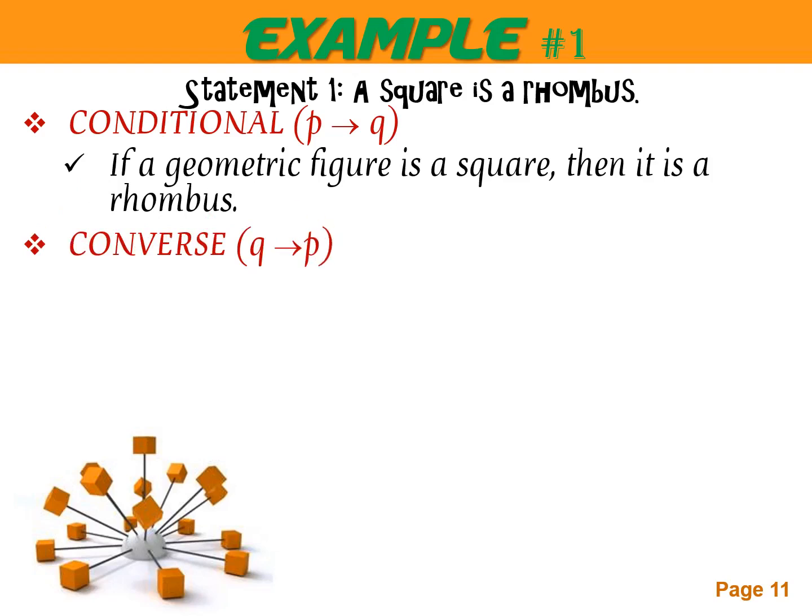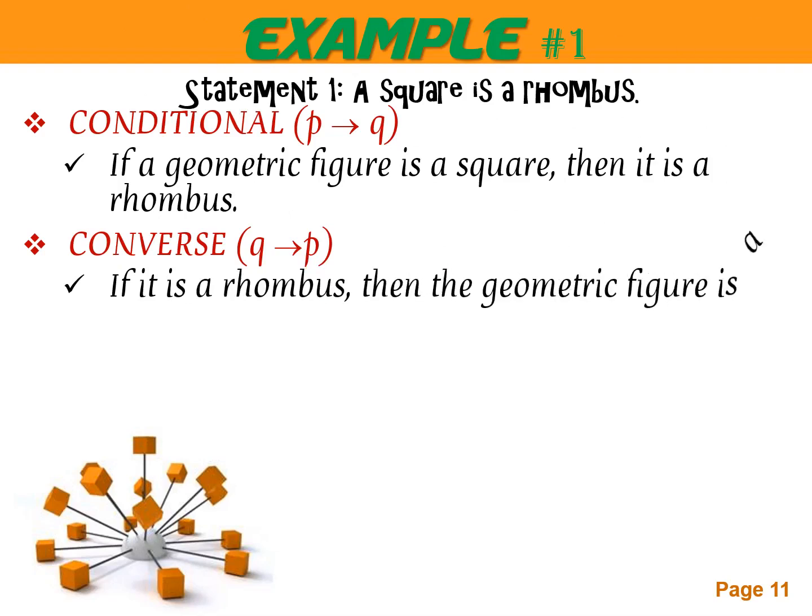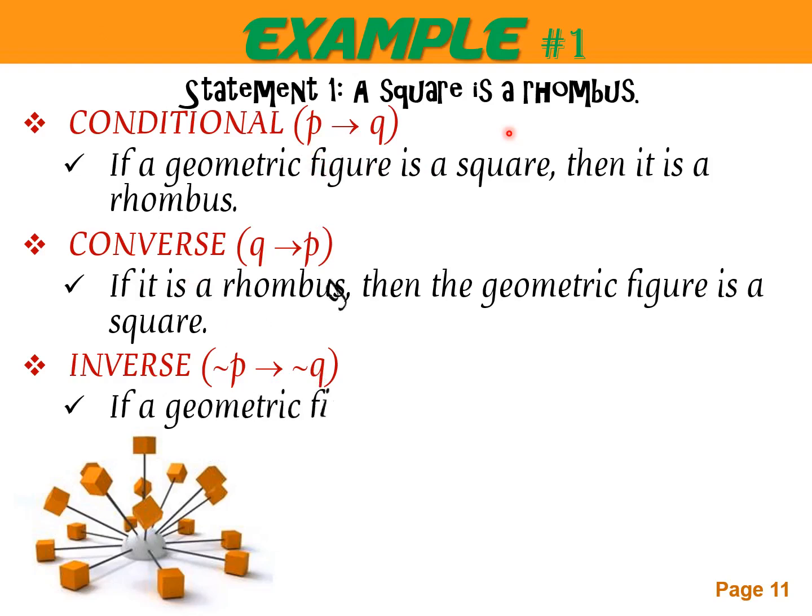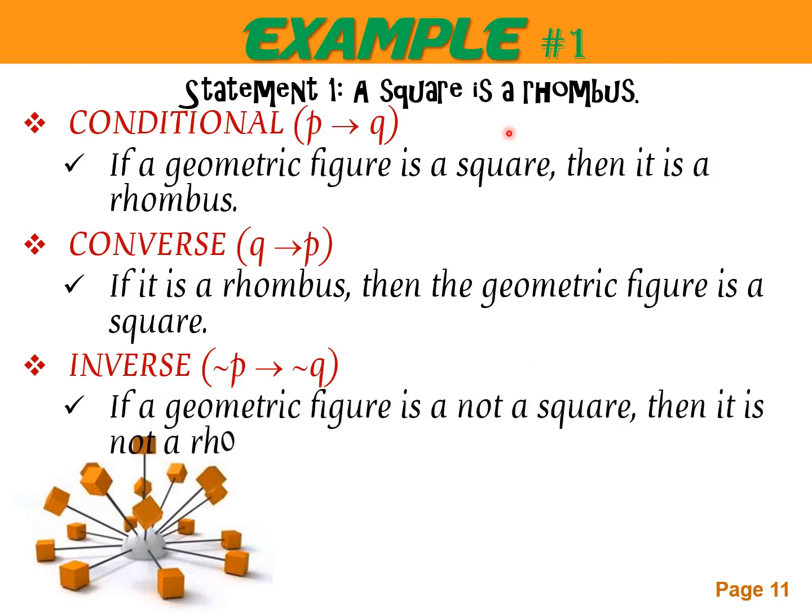For the converse, we simply interchange the hypothesis and the conclusion. So we will have, if it is a rhombus, then the geometric figure is a square. Okay, so for the inverse, we simply negate the premise and conclusion. So we'll just go here and then we negate both. So that will be, if a geometric figure is not a square, then it is not a rhombus.